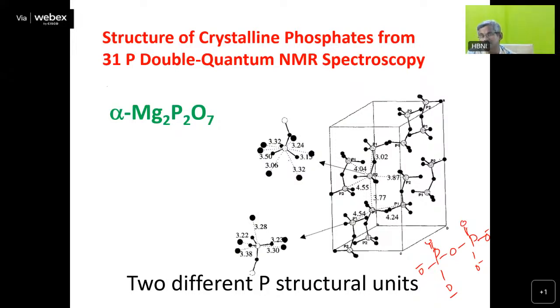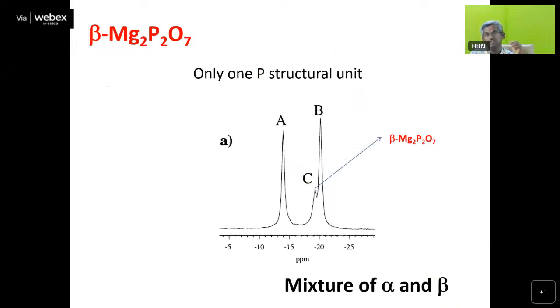So we might say this is a Q2 structural unit. No, this is not a Q2 structural unit, it is a Q1 structural unit. Why Q1? Because we have only one bridging oxygen. So this cannot be a Q2 structural unit. This is a Q1 structural unit. Is it clear? So there are two Q1 structural units existing. But these two Q1 structural units are different, particularly for the beta magnesium phosphate. I think I should make a correction here.